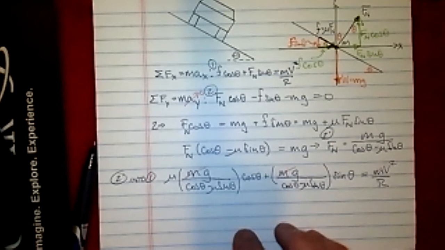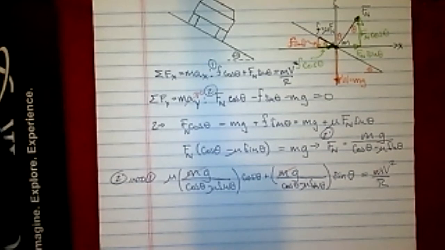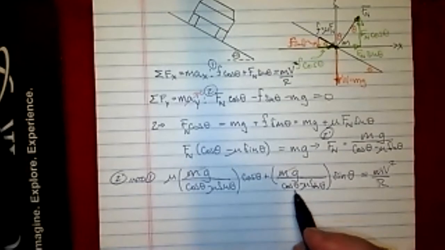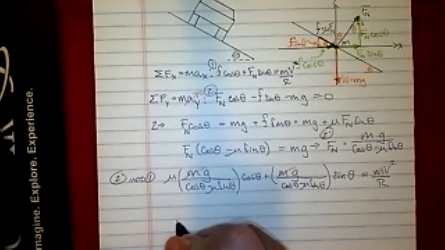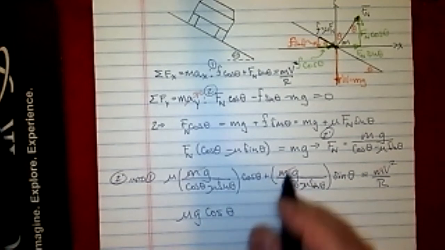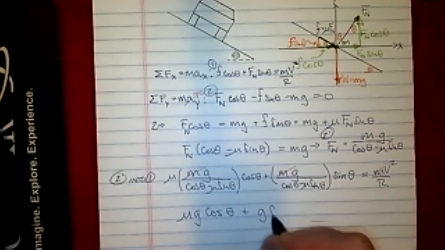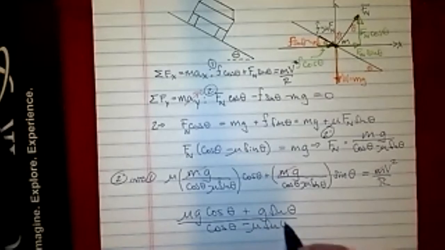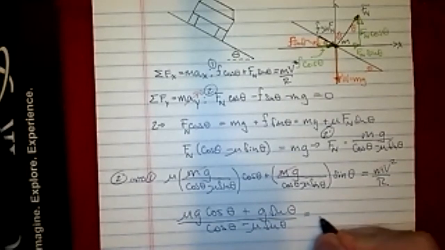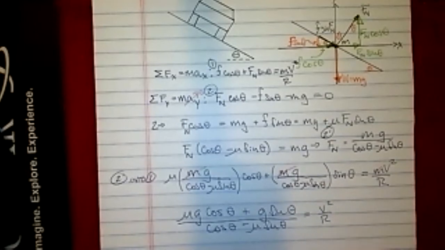So let's work a little bit and see what we can do to make this work a little better. If I do that, then all I have to do is combine similar terms, if you will. So what I'm going to first do is, since I have a common denominator, go ahead and make use of that common denominator. I'm going to say mu g cosine theta plus g sine theta. That's me adding the two numerators. All of that over cosine theta minus mu sine theta. And all of that's going to be equal to v squared over R.